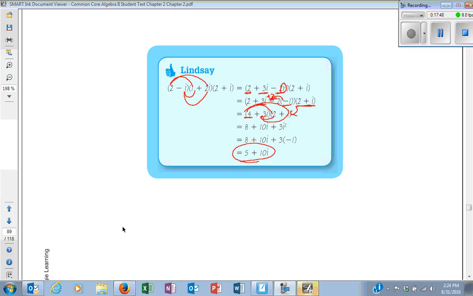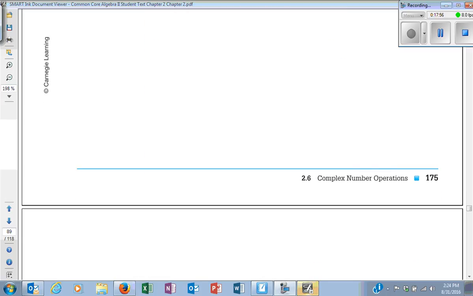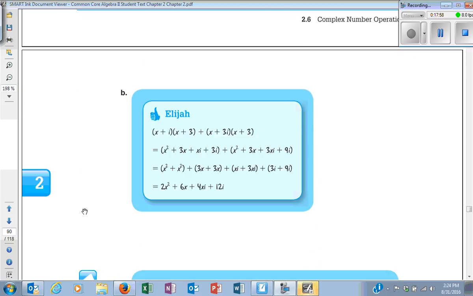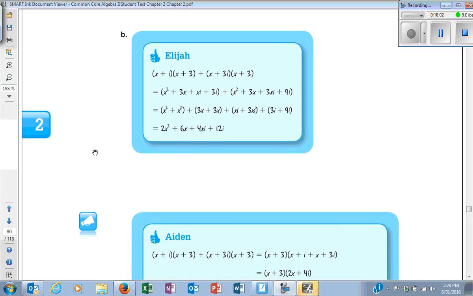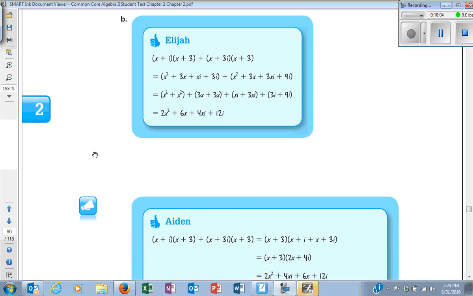Like I said, she gets the same answer, but there is definitely something that is a quicker way, which is what the other girl did. So either way would work. There's definitely a smarter way. We can look through these guys. Again, there's going to be a smarter way to do this, and there's going to be a tougher way to do this.